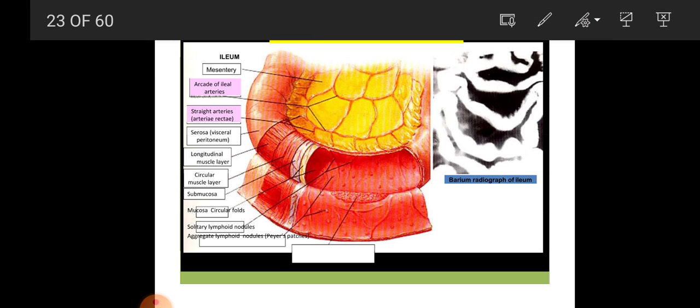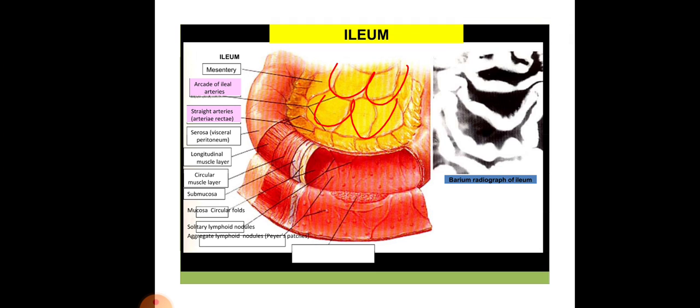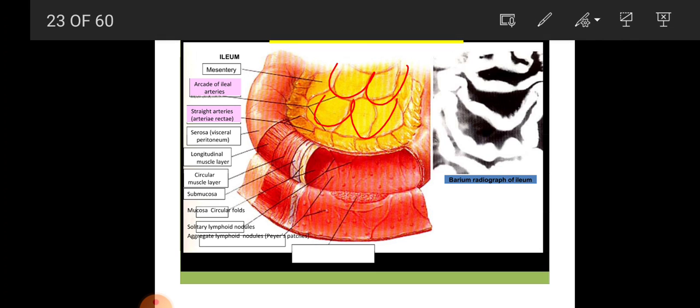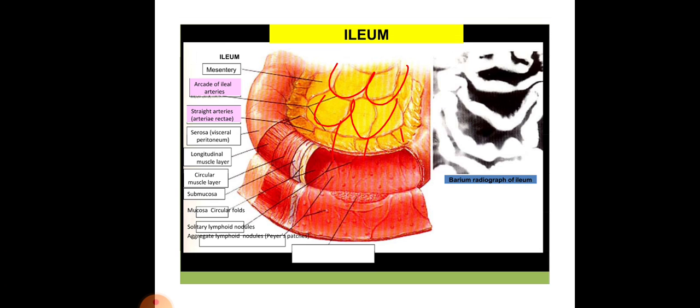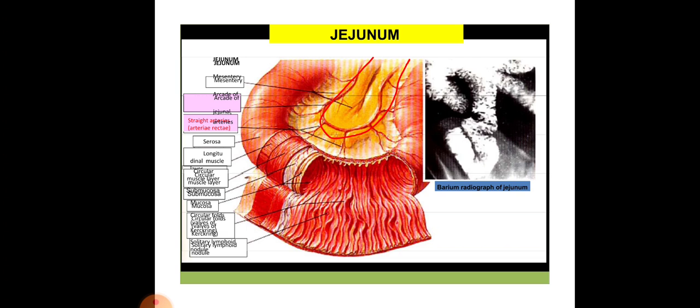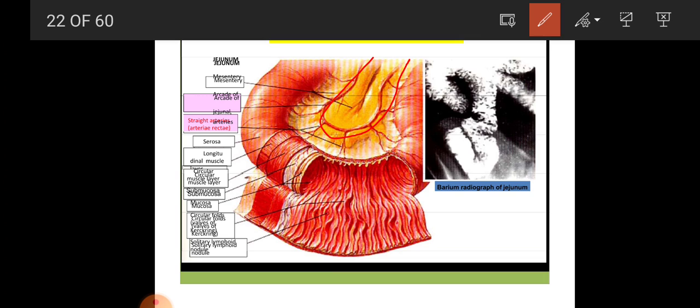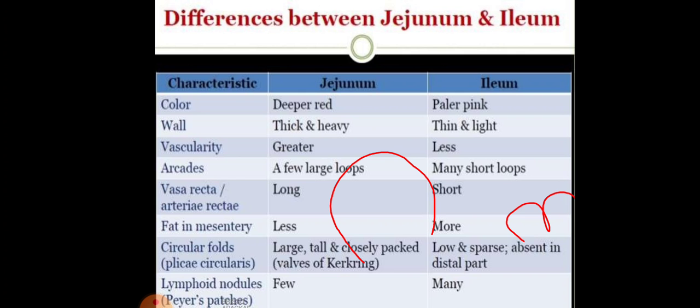Here we can see these are the small arches. So these are the arterial arcades. And the vertical branches arising from these arcades, these are the vasa recta. So these vasa recta are small in case of ileum and larger in case of jejunum. Here you can see again these are the vasa recta, the vertical branches from the arterial arcades. So vasa recta are long in jejunum and small in ileum.